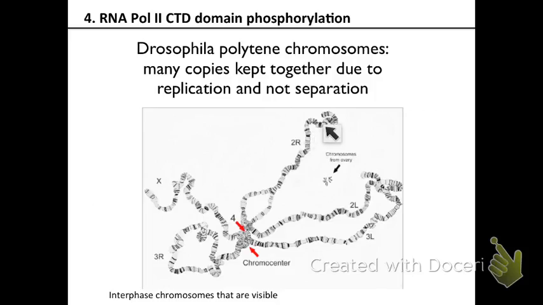Does that make sense? It's like a stack of spaghetti noodles, right next to each other. Does that make sense? Okay. So that makes them large enough to be able to look at under the microscope. All right. So these are the polytene chromosomes.